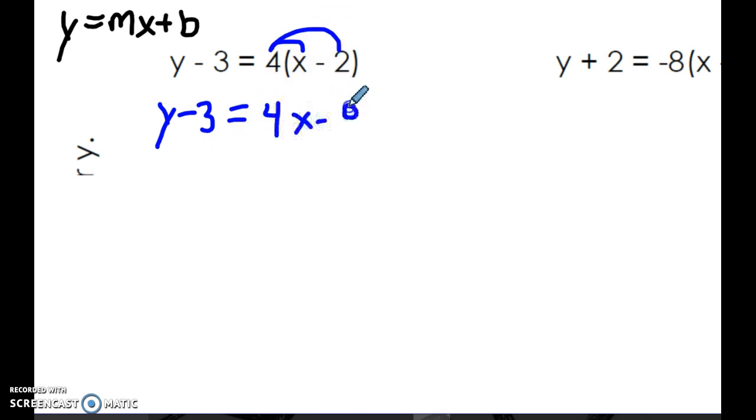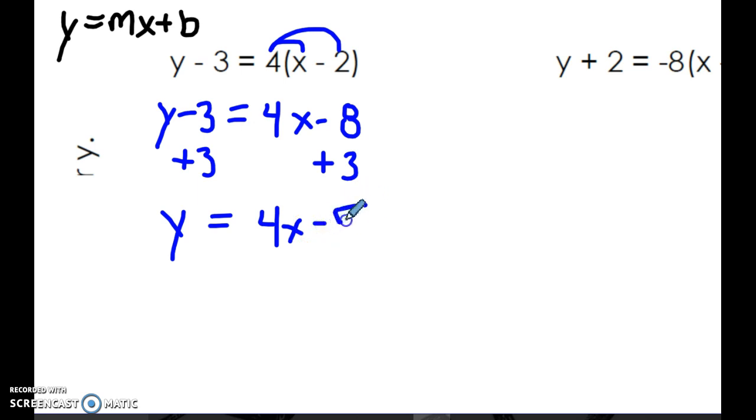And now I'm trying to solve for y. So whatever is with the y, I need to undo that so everything's on one side and the y is by itself. I am subtracting 3, so I need to add 3 to both sides. So now I have y all by itself on this side equals 4x. And if I have negative 8 plus 3, that should be negative 5. So now you have taken an equation written in point slope form and rearranged it.